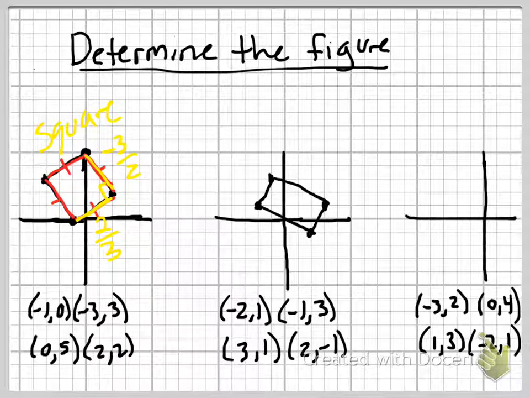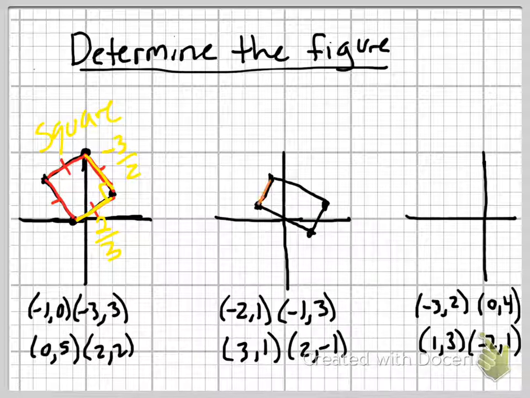a rhombus. All my sides are not the same. So this one looks like it's probably, more than likely, a rectangle. Could also be a parallelogram if the corners are not 90 degrees. So in this one, again, just by looking at it, I'm going to tell if I have 90-degree angles. If I have 90 degrees, it's a rectangle. If I don't, it's a parallelogram. So I'm going to look at my slopes real quick.